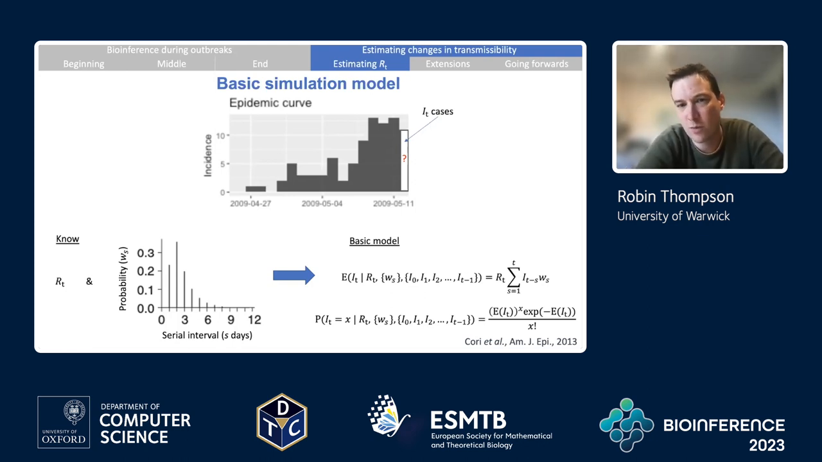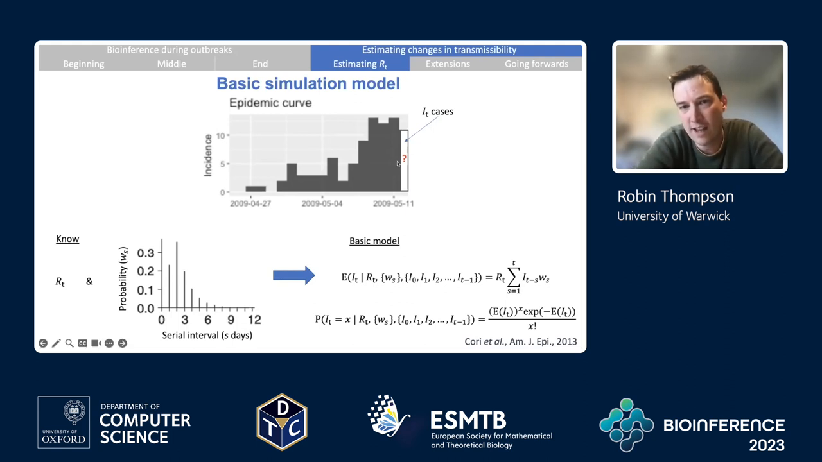Well, if we know the time-dependent reproduction number and we know the serial interval distribution, we say, let's consider how many cases there were the previous day. Each one of those cases on the previous day will generate RT cases each. And the proportion of those that are going to occur in the data set on day T is simply equal to the probability that the serial interval is 1 day, in other words, W1. The number of cases on day T that arise from cases the day before is simply equal to RT times the number of cases the day before times W1.